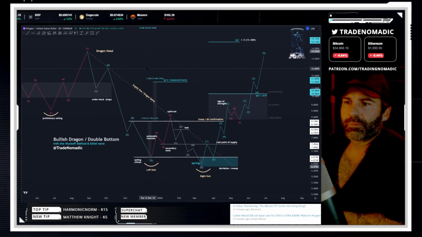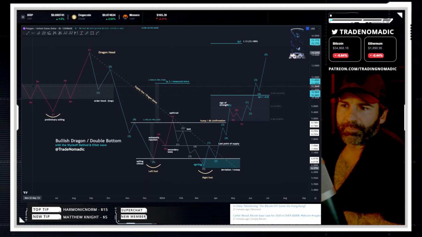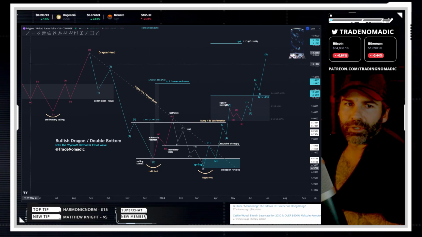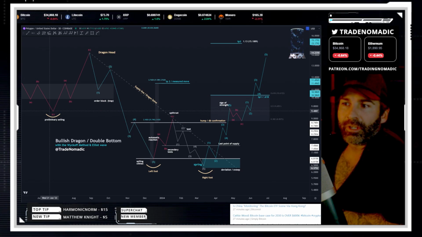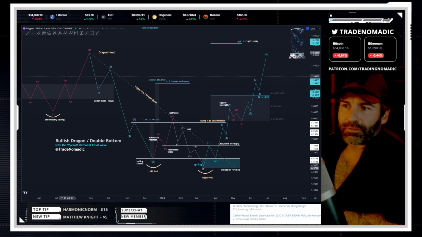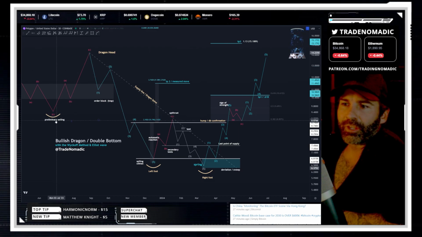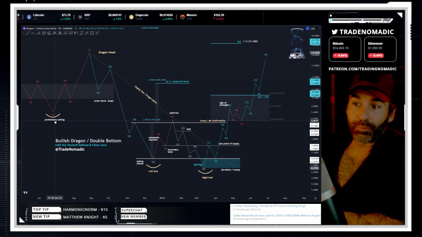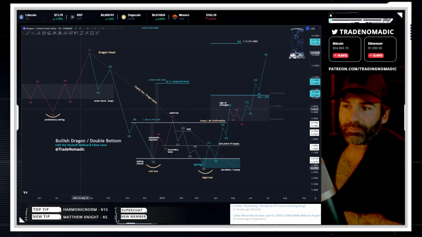So starting from your left side, again, this is usually another top over here off to the side, and there's an ABC down, and then this is where the dragon's head starts. This is the ABC up, which in the Wyckoff method, this would be your preliminary selling.